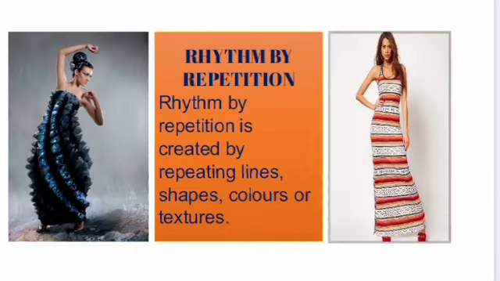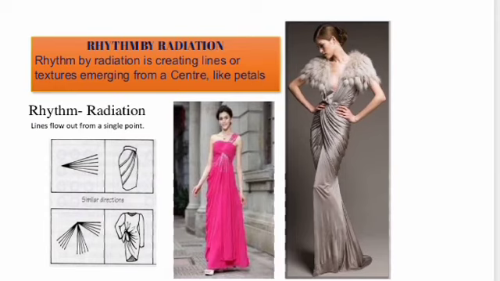First one, rhythm by repetition. What is repetition? Repeating the same designs, that may be shapes, colors or textures, whatever it may be, repeating the one thing again and again, we can create rhythm by repetition. Look at the pictures. In the first picture, one type of texture is repeating again and again. In the second, the lines are repeating. This type of design is known as rhythm by repetition.